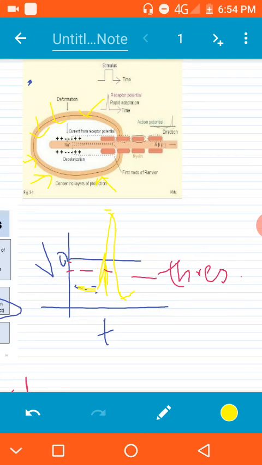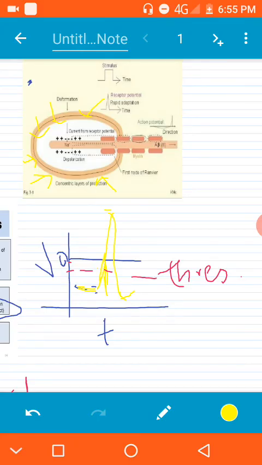Basically, one stimulus produces a local potential which is not enough for propagating the action potential. It is called the excitatory postsynaptic potential. In a nerve ending, here it is an excitatory action. It is an excitatory local potential, not an action potential.